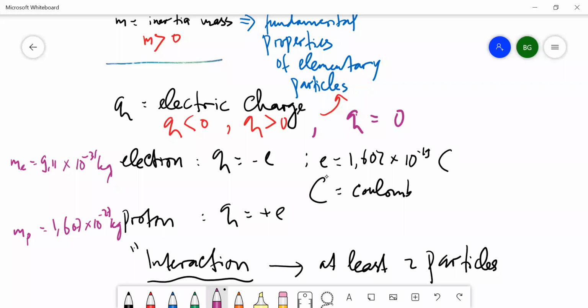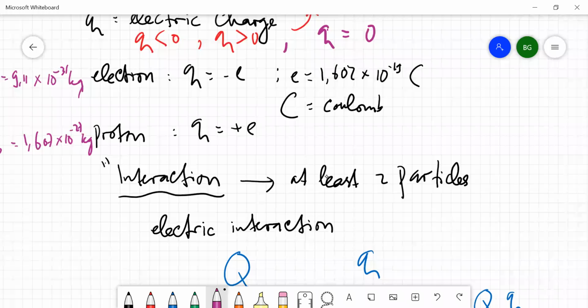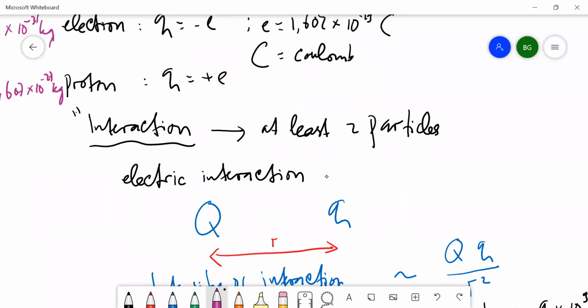Nah, dalam kasus mikroskopik, contohnya elektron punya muatan minus e, dan proton muatannya plus e, dan juga dibedakan dari massanya. Massa elektron itu ordernya 10⁻³¹, sedangkan massa proton itu 10⁻²⁷.